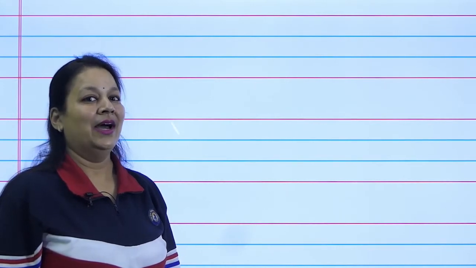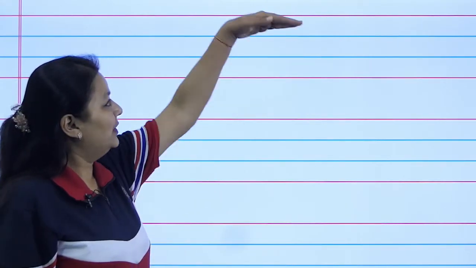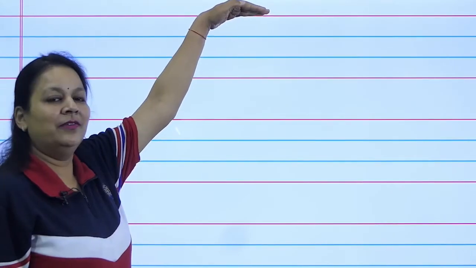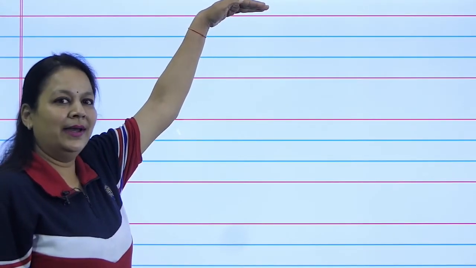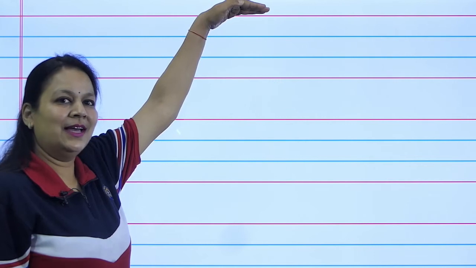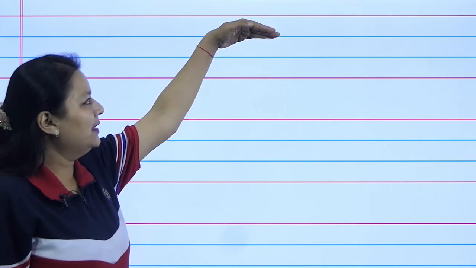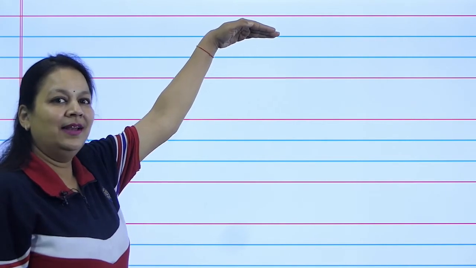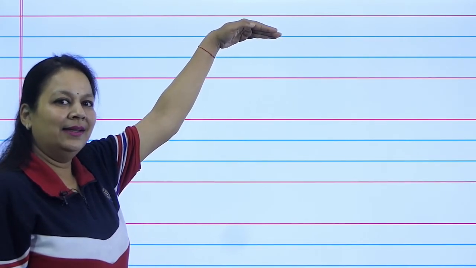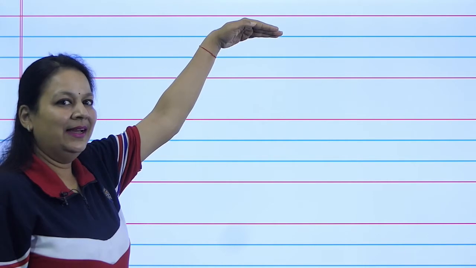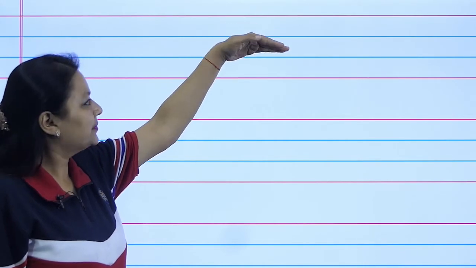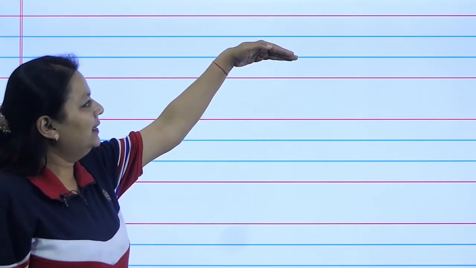Right. Like that, lines also have names. Come to the first line. The name of the first line is top line. What is the name of the first line? Top line. Come to the second line. The name of the second line is middle line. What is the name of the second line? Middle line.